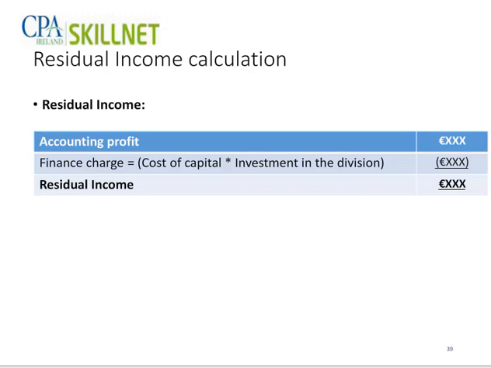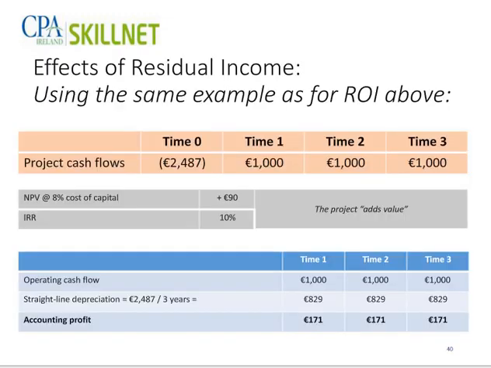Now let's turn to residual income and take a look at that. As we saw before, residual income is calculated in this way. It's accounting profit minus a finance charge, the finance charge being the division's cost of capital multiplied by the total capital invested in the division.